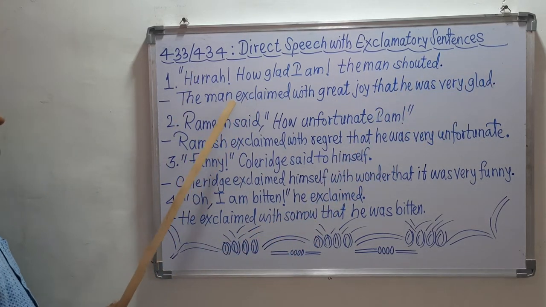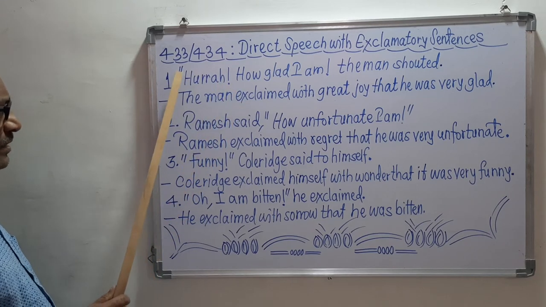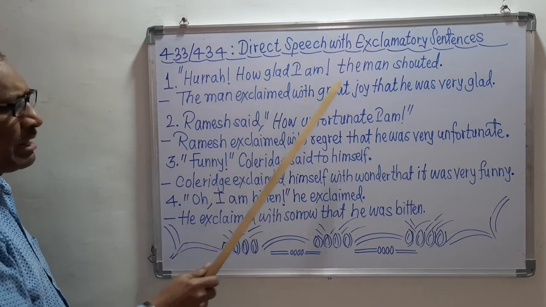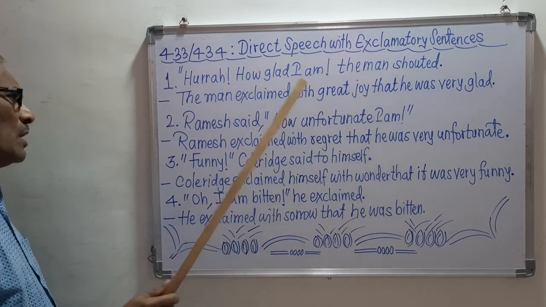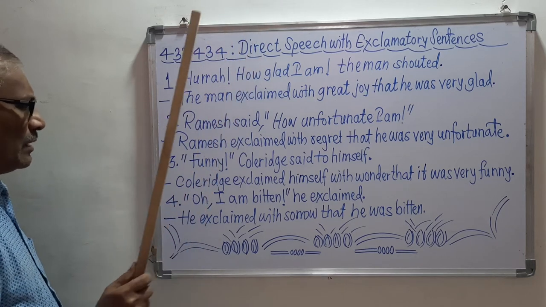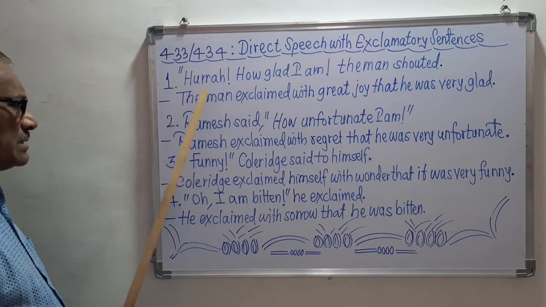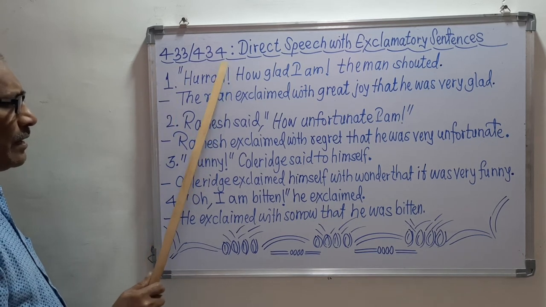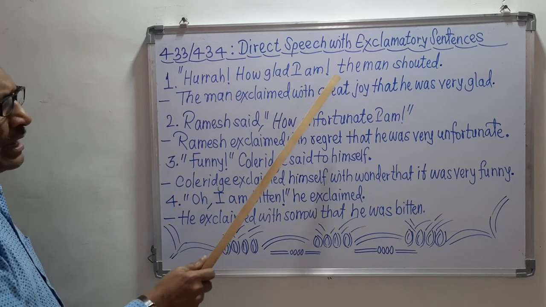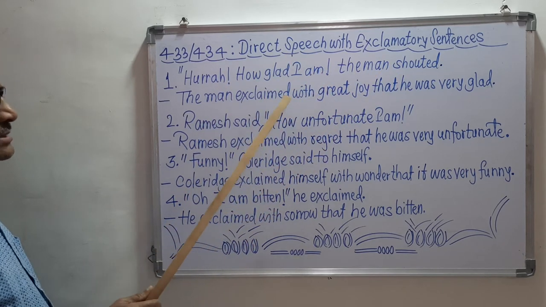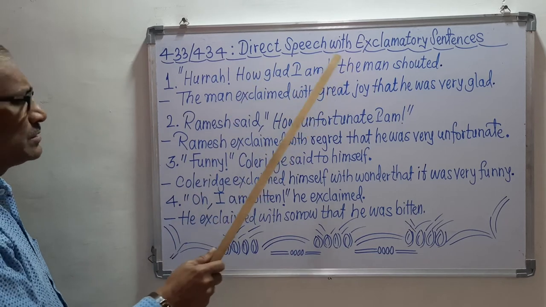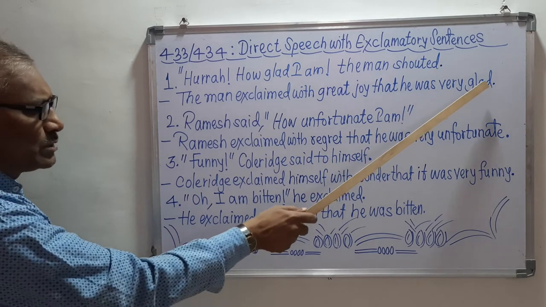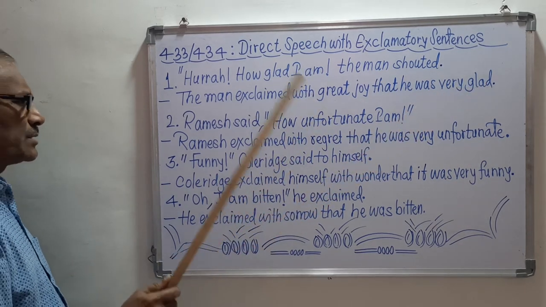I will discuss here that "hurrah, how glad I am" is the part of the direct speech, and "the man shouted" is the part of the reporting verb. Remember, we should remove all the inverted commas and the exclamation mark. All the commas and inverted commas should be omitted, and there should be only a full stop at the end of the indirect speech.